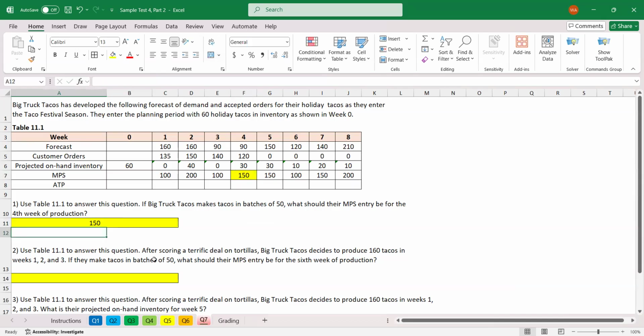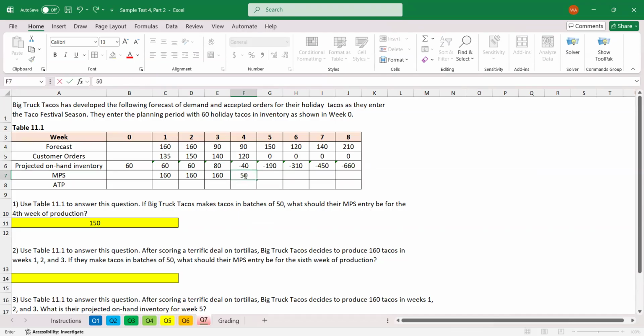Okay, after scoring a terrific deal on tortillas, Big Truck Tacos decides to produce 160 tacos in week 1. So instead of the amount that we have here, let's assume they're making 160 tacos. Okay, let's get rid of everything else here. And now to answer the question, if they make tacos in batches of 50, what should the MPS entry be for the 6th week of production? For the 6th week, we need 40 tacos here.